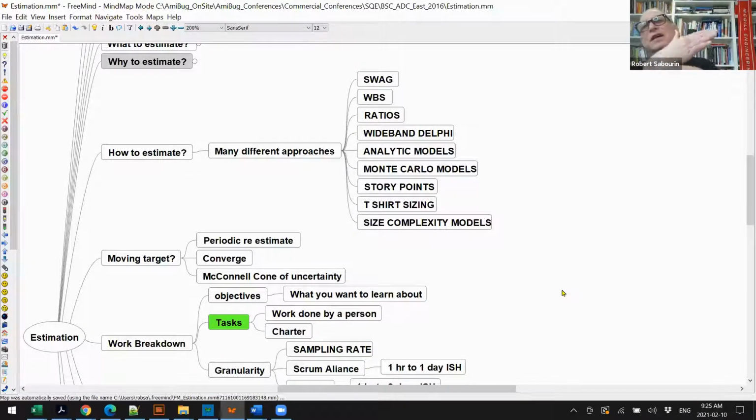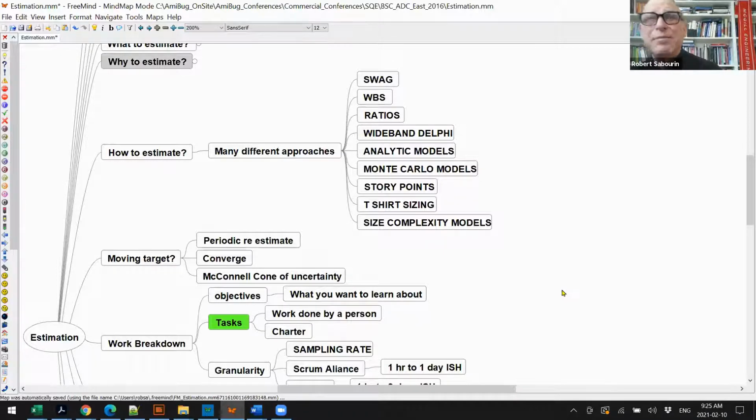So the factors that govern what is a really interesting approach relate to the business, technology, organization, and culture. And maybe that's another webinar someday on how those factors would vary things. But certainly there's a lot of different approaches. SWAG is a wild guess. WBS is a project management approach called work breakdown. Ratios is a method where you look at the development effort to estimate the testing effort as a ratio.